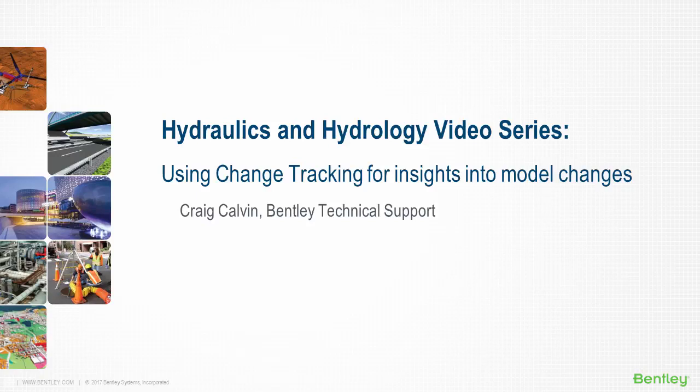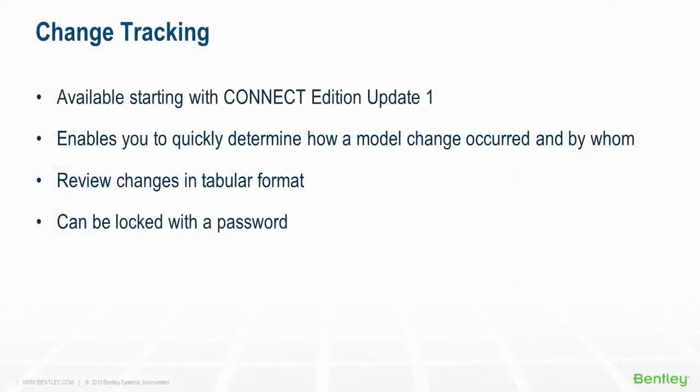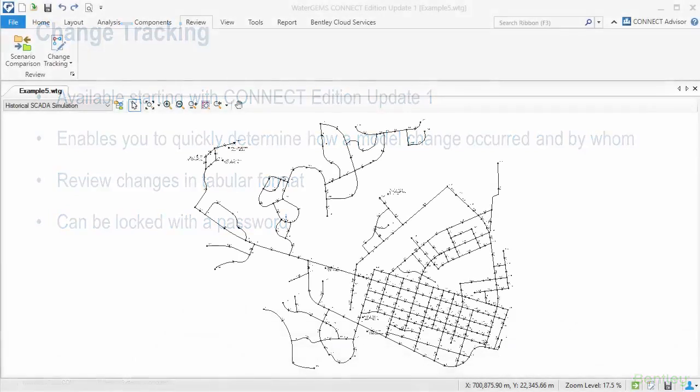Have you ever wanted the ability to keep track of and review changes made to your hydraulic model? The Connect Edition Update 1 release of WaterGEMS, WaterCAD, and HAMMER introduces the new Change Tracking feature. This new feature allows you to track edits such as adding, modifying, deleting, and restoring model elements. It will also track the time the change was done and the user that made the edit. You can then review the tracked changes at a later time in a tabular format.